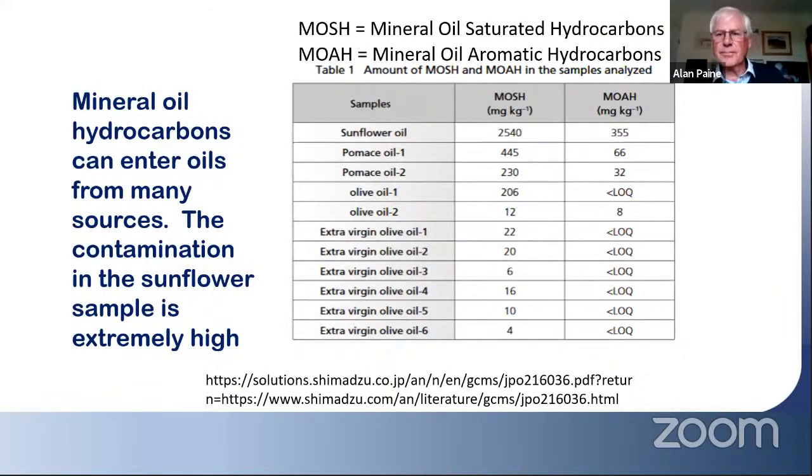This table is from an article describing a method of analyzing the mineral oil content of vegetable oil, but take a look at the amount of saturated hydrocarbon in the sample of sunflower oil at the top of the column. 2,540 parts per million, or 0.25%, which is an outrageous quantity and indicates a very serious level of contamination indeed. But the authors of the article don't draw attention to it and don't seem to realize what an extreme result it is.